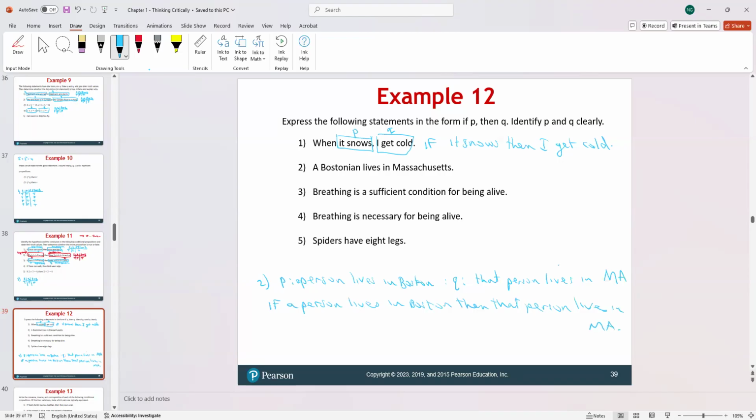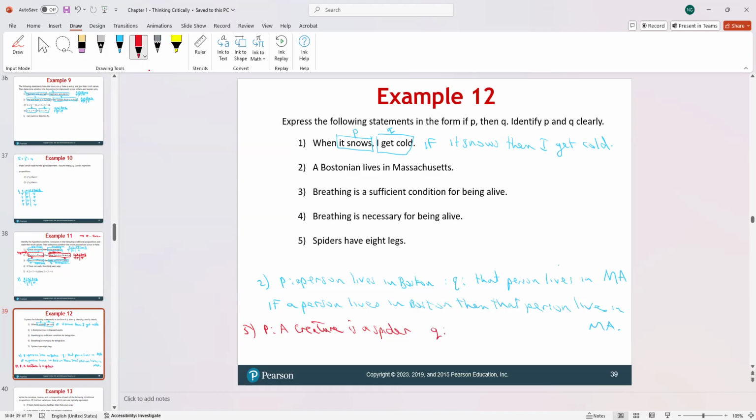So I'm hoping you like this one, and usually I do one or two. Maybe you can like the one that says spiders have 8 legs, right? You can do one with spiders have 8 legs. For number 5, P, a creature is a spider. I don't know, an animal is a spider. A creature is a spider.